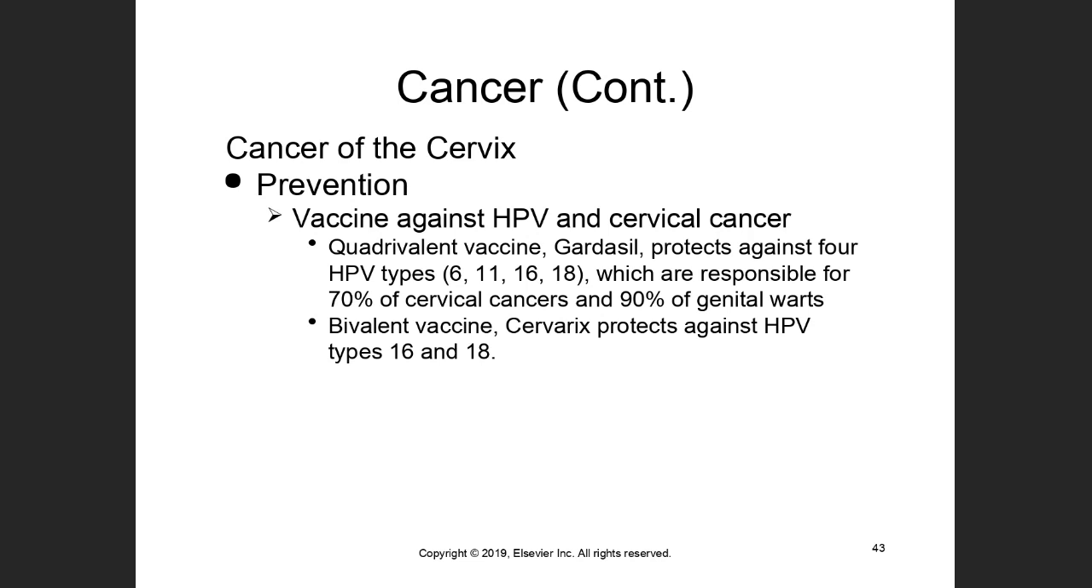Cancer of the cervix prevention: the vaccine against HPV. We have different types, 6, 11, 16, and 18. The only ones that produce cancer are 16 and 18. Types 6 and 11 produce genital warts. Okay.